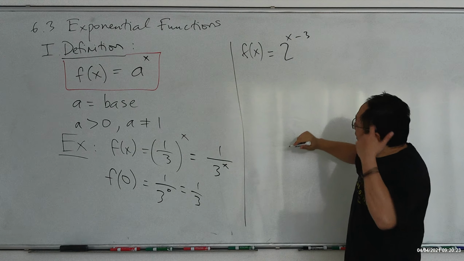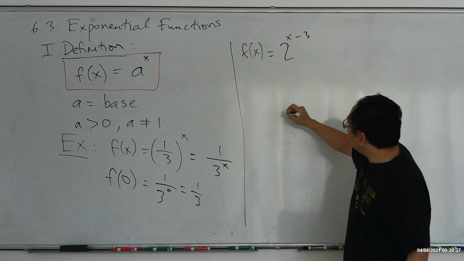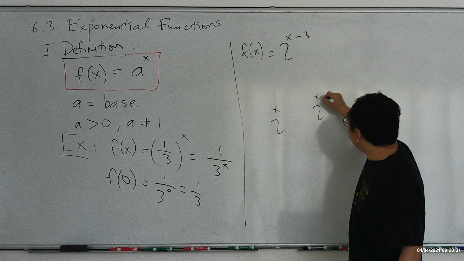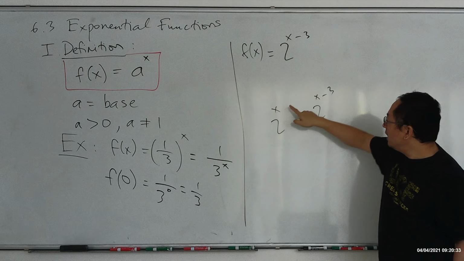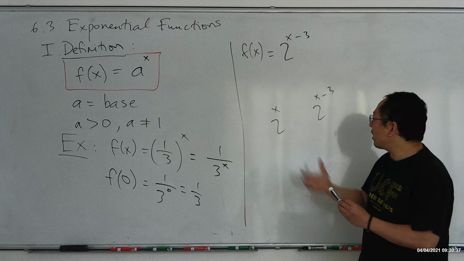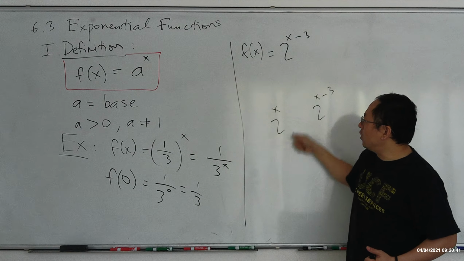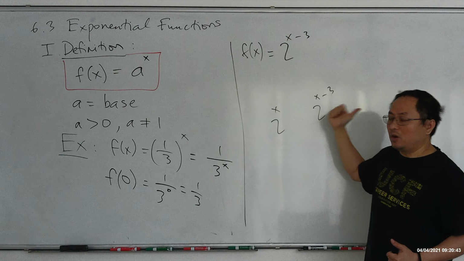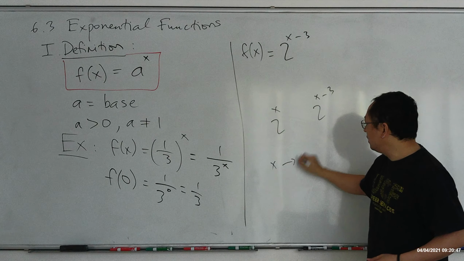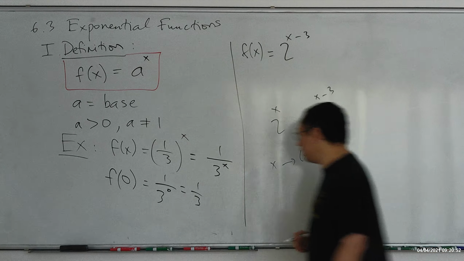And as we learned about what we call graph transformation before, you change from 2 to the x to 2 to the x minus 3. What did we do here? We changed x to x minus 3. So graphically, you are shifting the graph. This is your original graph, right? You just shift the whole thing to the right 3 units because all you did was change x to x minus 3.